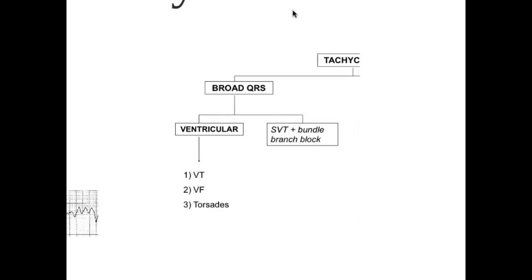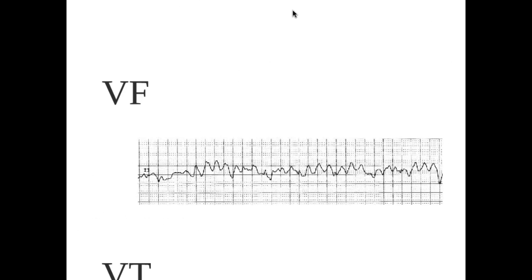I'm going to leave torsades off, but the major ventricular arrhythmias are ventricular tachycardia and ventricular fibrillation. This is ventricular fibrillation, okay? If you see this pattern, the next thing you should do is look at your patient, because they're dead. They do not have a cardiac output, and they need to be resuscitated.